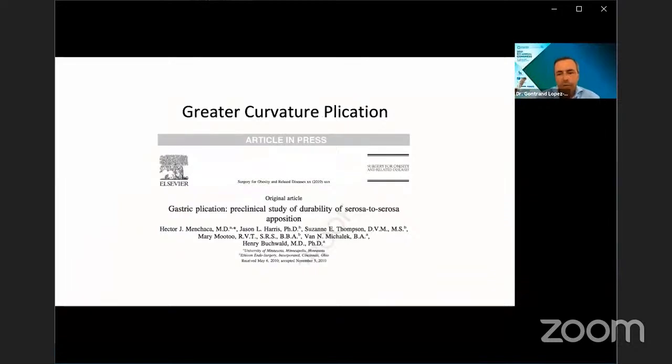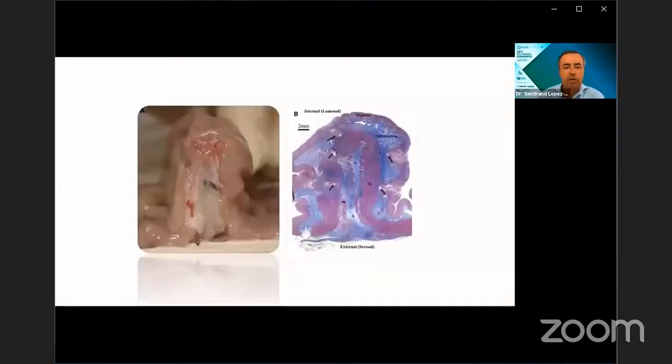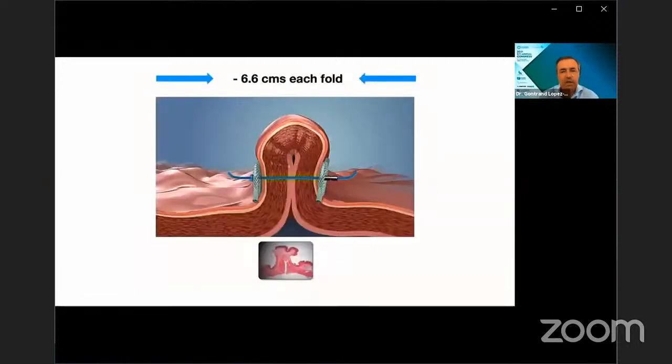In order to introduce how POSE works, I would like to share this study, which is talking about the durability of serosa-to-serosa apposition, concluding that serosa-to-serosa apposition creates fibrotic, dense bridges that make the fold stand in place with very good durability. And this is the core of POSE.